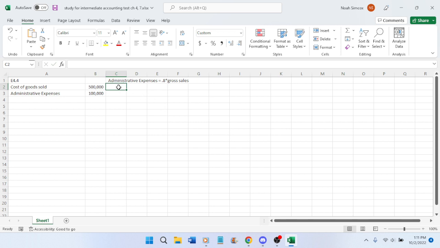So therefore, in order to get it, you must... I literally wrote it down on my piece of paper already. Equals 0.8 times gross sales. So therefore, in order to get gross sales, you must do 100,000 divided by 0.8. So gross sales equals this divided by 0.8.